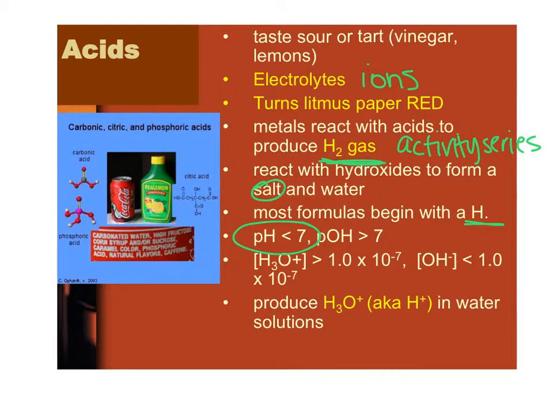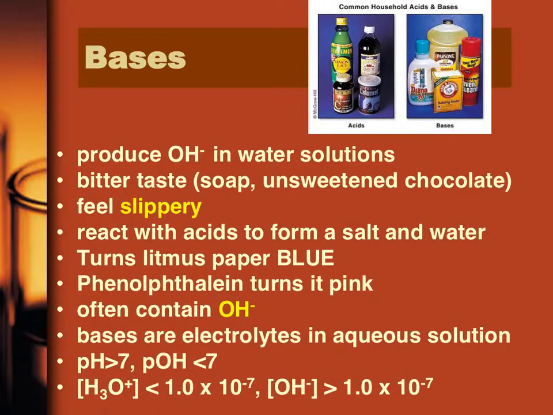Okay, and then everything kind of goes away from water. So the closer you are to 7, the more neutral you are, or the weaker you are. The further away you are, that means that you're going to have the higher concentrations of hydronium or hydroxides. Okay, and then we saw this in our POGL where it's producing the hydroniums. Bases, they produce hydroxides in water solutions.